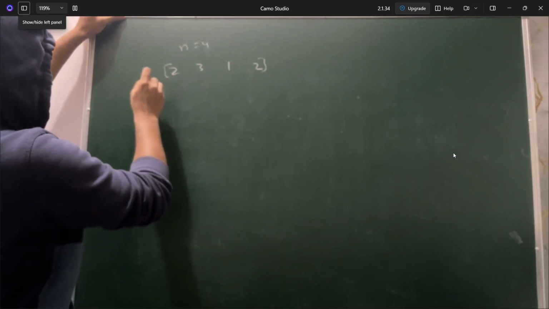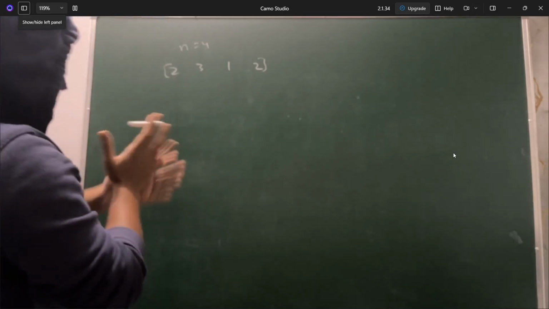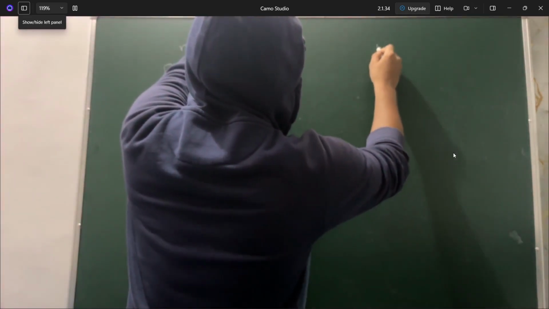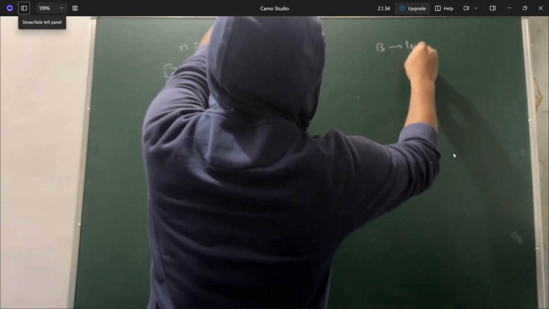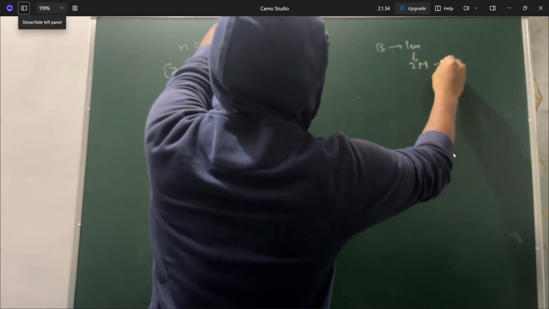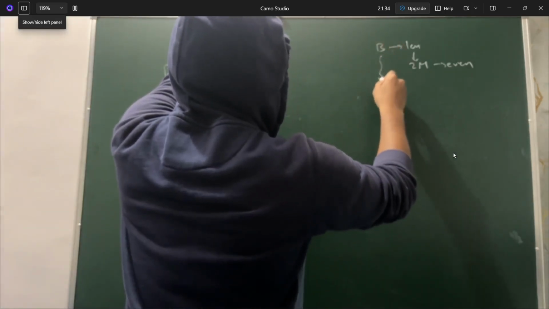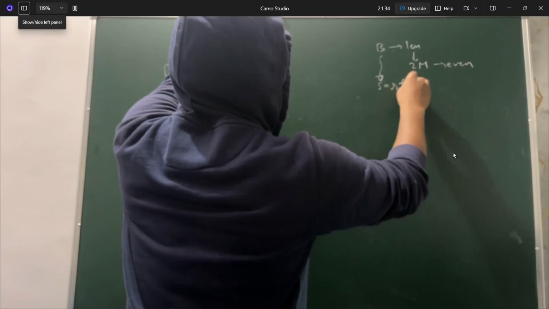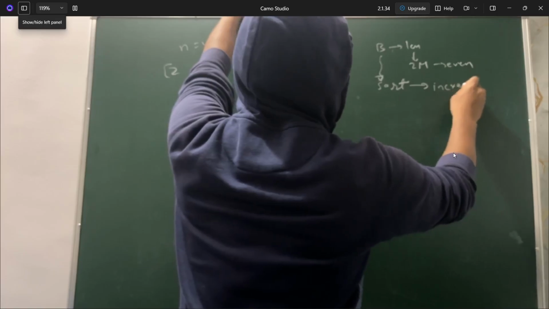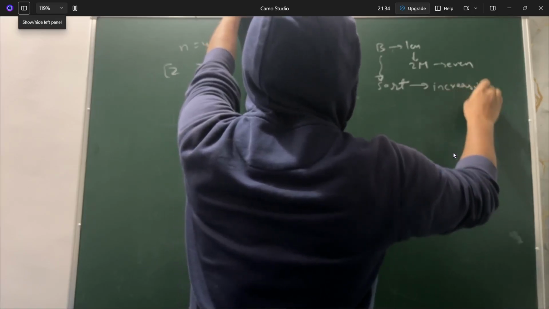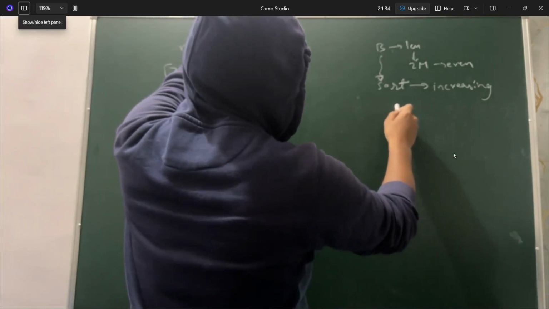So what they're saying is you need to find the subarray. First let me explain the question. You have an array, let's say B, of length 2m, which means even length, and now you need to sort this B. When you sort B, the elements are in increasing order. Increasing or non-decreasing, it's the same. Now there will be two elements in the middle.